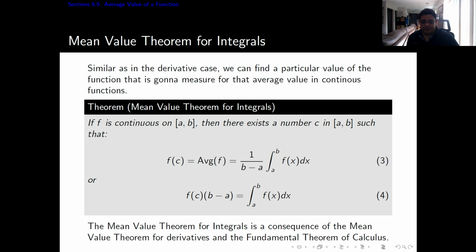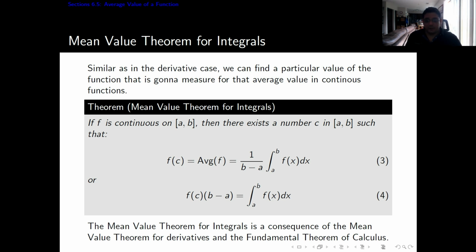And notice that this is, in reality, a consequence of the mean value theorem for derivatives and the fundamental theorem of calculus as well. This is saying that the integral, the antiderivative of a function, is going to be in terms of the values of the boundary, which is b and a, and a certain average value that the function can reach. So again, we achieve what we want with these theorems, which is the ability to relate specific functions with the values of their antiderivatives.